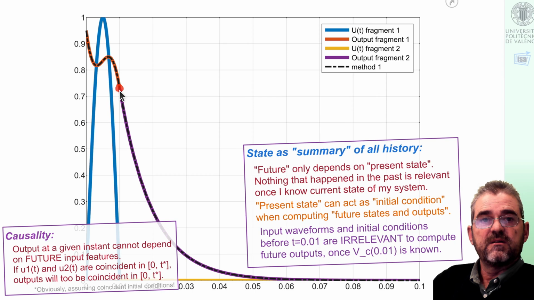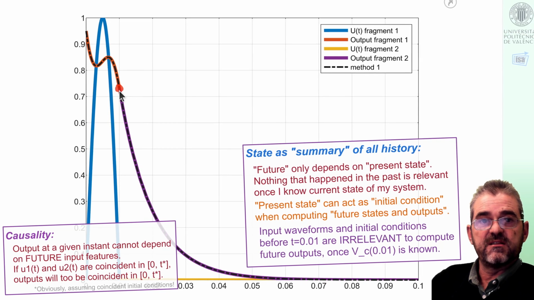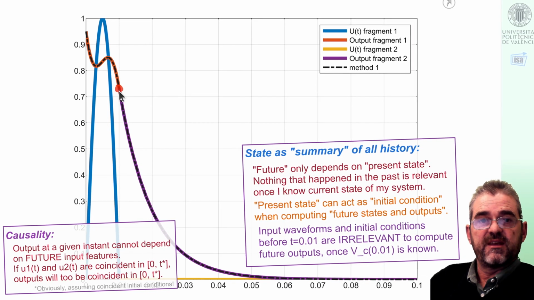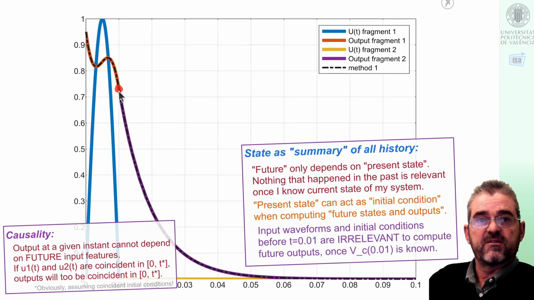Causality, independence on future inputs, and the concept of state, independence of past inputs given the current state, are the main conceptual ideas that enabled us to obtain the solution we have presented here.